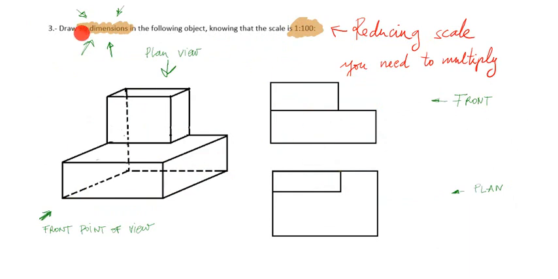This exercise is to dimension this object, knowing that the drawing is in a scale of 1 to 100. That is a reducing scale. So if you want to calculate the real dimensions, you have to multiply by 100. Here I have drawn the front elevation and the plan for this drawing. This is the plan view and this is the front elevation point of view.